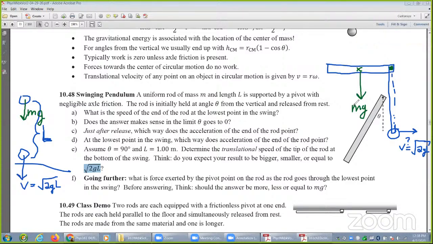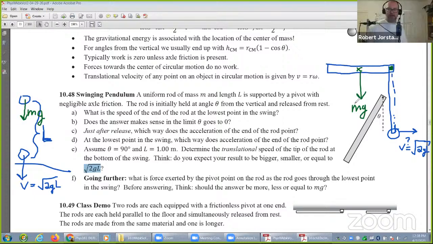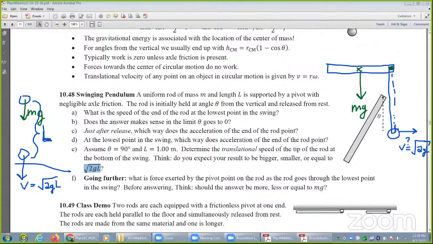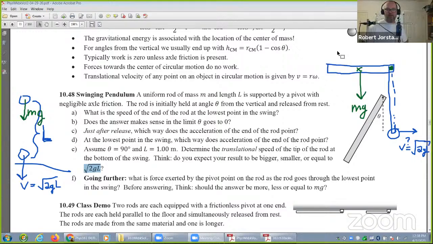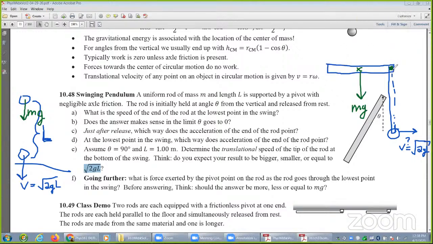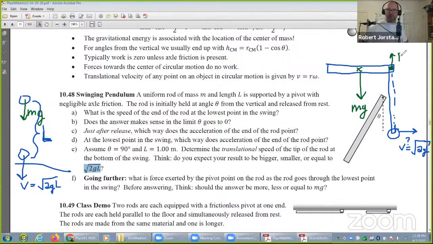Mg is caused by the Earth. The Earth is pulling down on there. Is there another object that exerts a force on the rod? The pivot. Which way does the pivot exert a force, if you had to guess? Up. Okay, so there's a force from the pivot. I'm going to label that force R, just because that's commonplace in chapter 12. What do you think that's going to do to the acceleration if there's a force upwards?